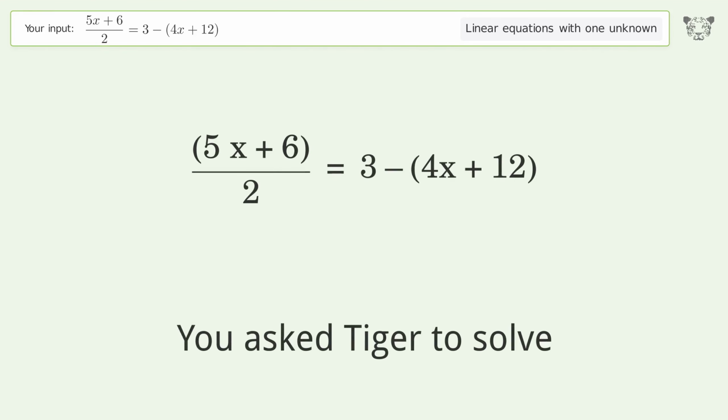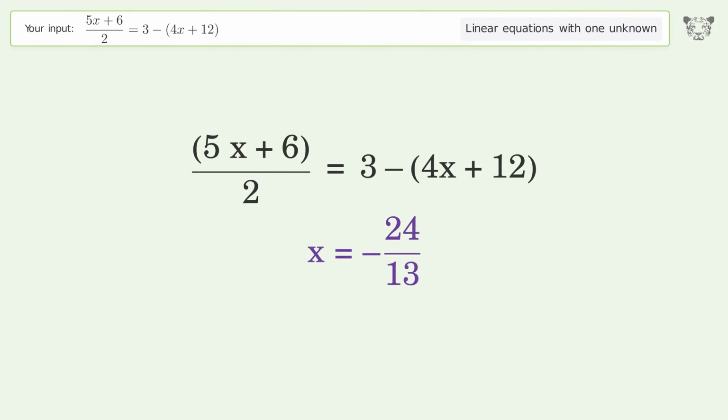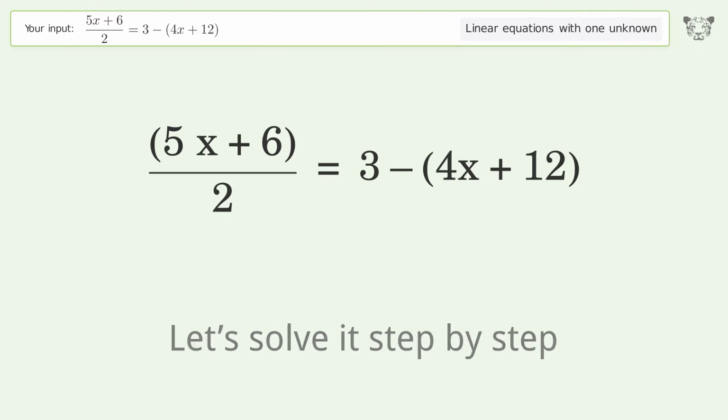You ask Tiger to solve. This deals with linear equations with one unknown. The final result is x equals -24/13. Let's solve it step by step.